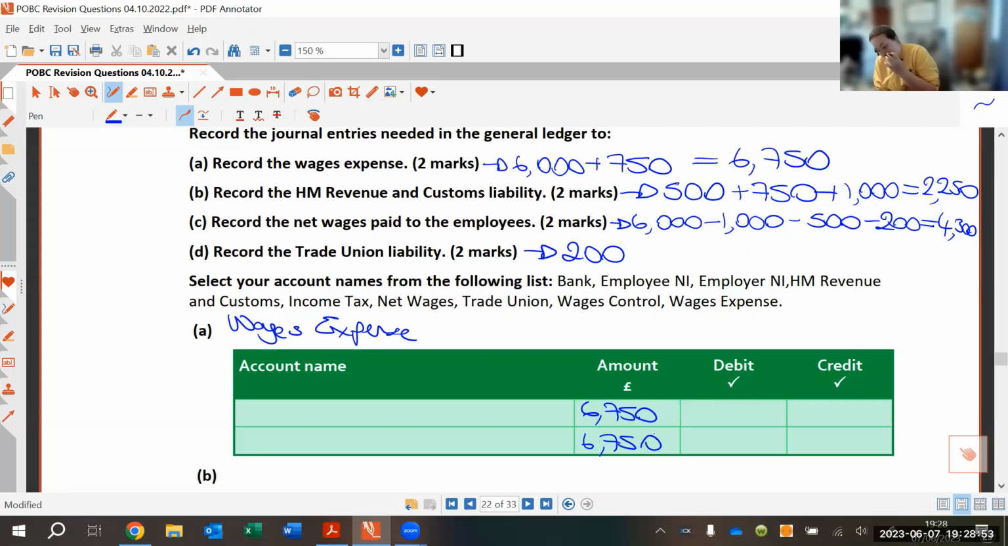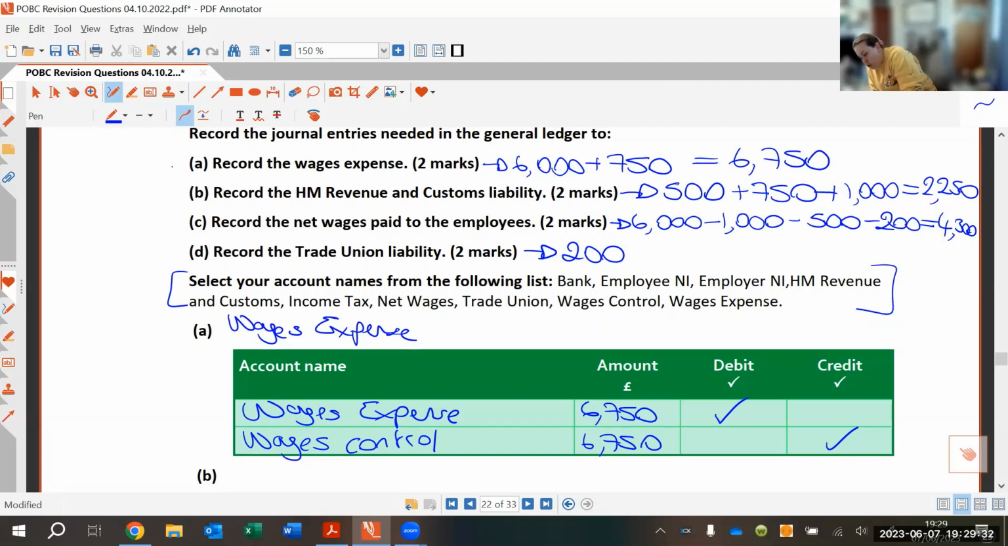Anyone want to stab a guess at what accounts we're going to use, what we're going to debit, what we're going to credit? We're definitely going to have a debit, we're definitely going to have a credit. Yes, credit the wages control. Well done. Actually, I should have said you've got a pick list here that you can pick out ones from. That helps. And then we're going to debit the wages expense. Yes, so we are increasing the expense of the business, and then it goes into wages control to hold before we then do the next bit, which is to push it all out.